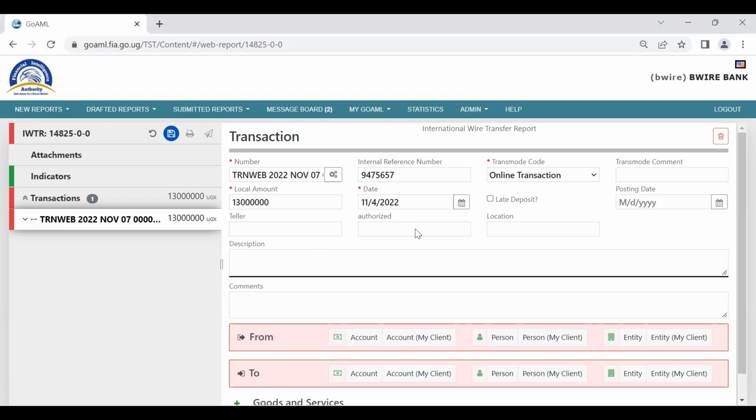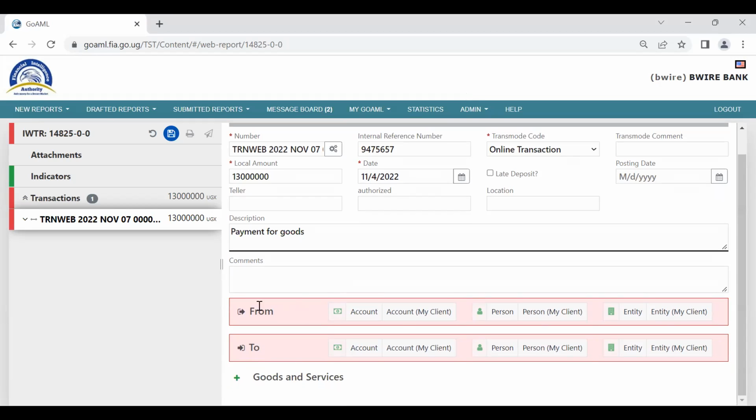Anyone to give us a purpose of the transaction that we can use? Payment for goods. Okay, thank you. All right, so someone is sending money. We have done one where someone is sending. Someone says hospital bills. Okay, savings. Let me say hospital bills.